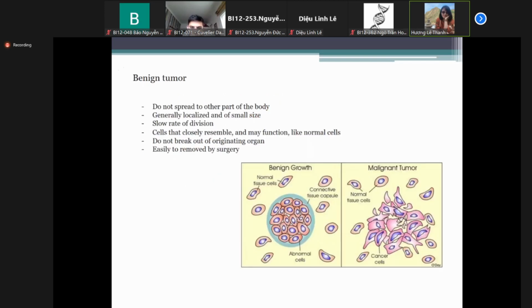So what is a benign tumor? Benign tumors do not spread to other parts of the body. They are generally localized and small in size. They have a slow rate of division, and sometimes they function like normal cells. They do not break out of the originating organ, and they're easy to remove by surgery.